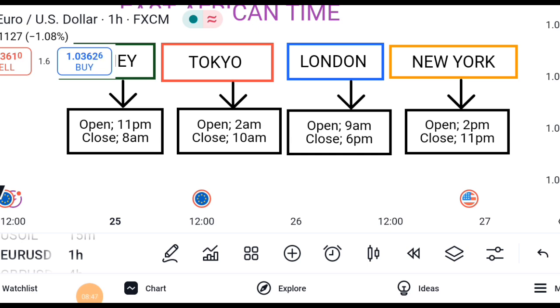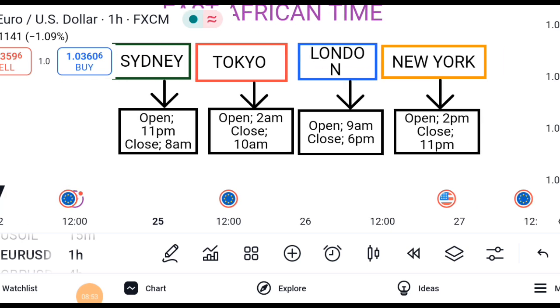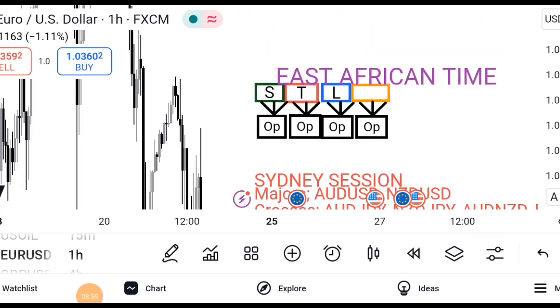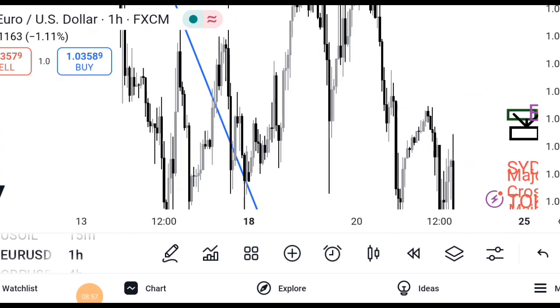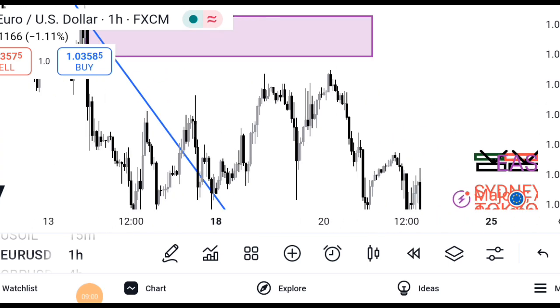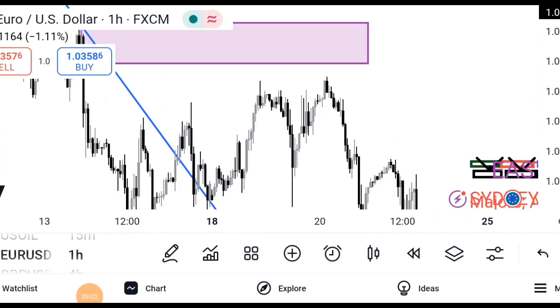So the next thing I'll be talking about, and that's the last thing I'll be talking about today, is how to grade session breaks. So I've talked about this, but let's go on to our chart. We want to see how do you actually know that now a session is starting and now it is closing. Okay, that is what I want to talk about.